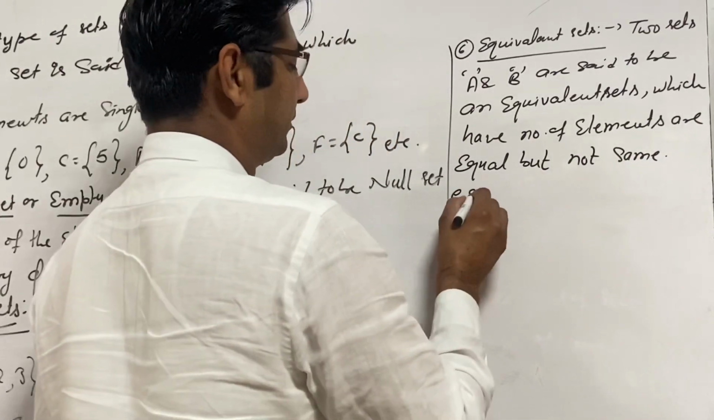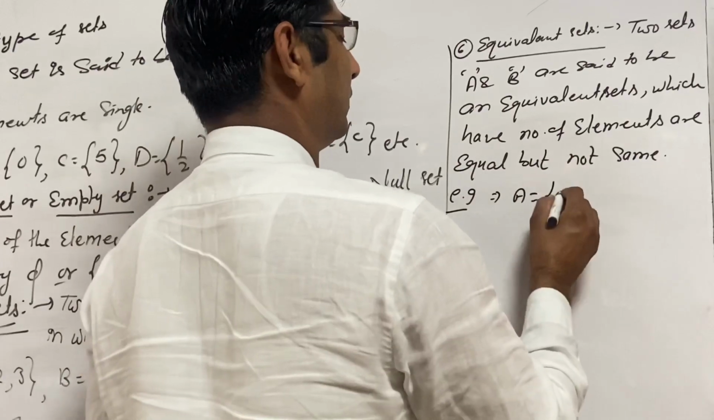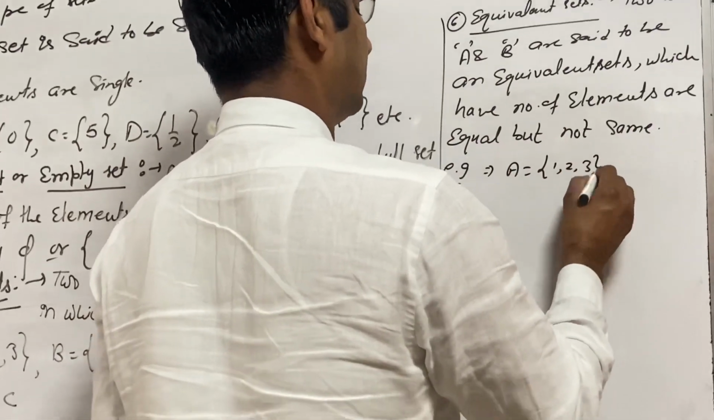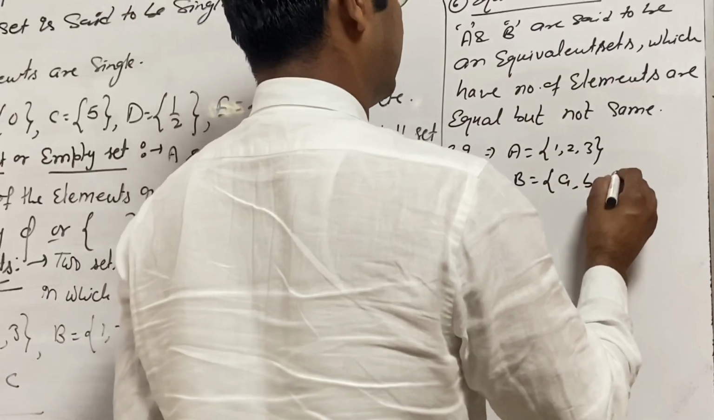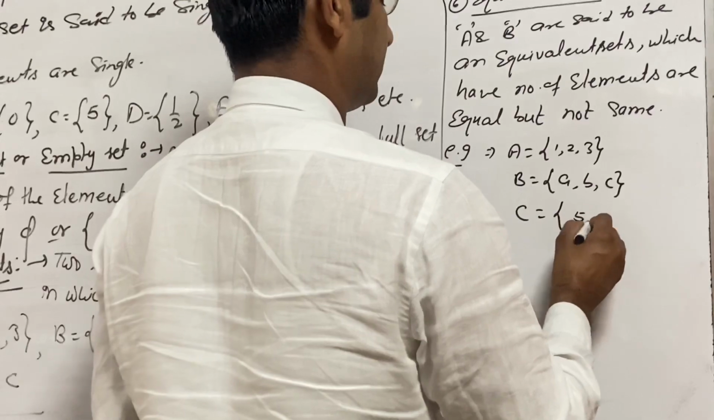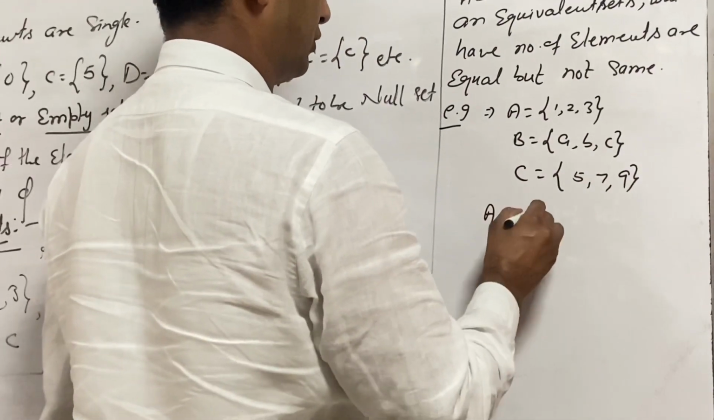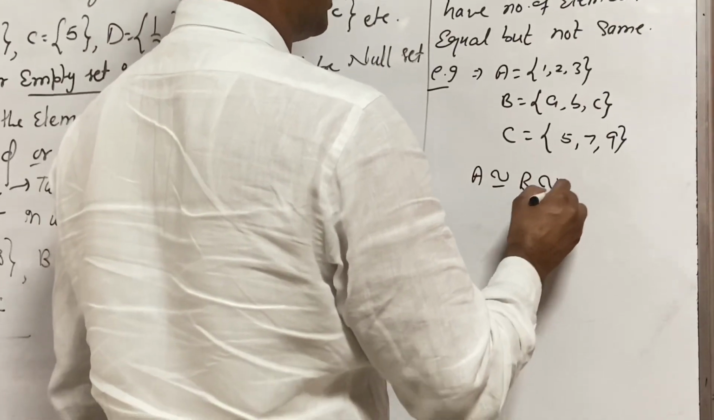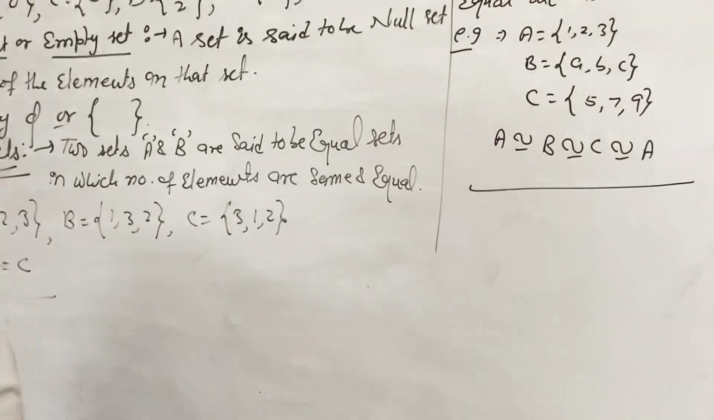For example, A equal to {1, 2, 3}, B equal to {a, b, c}, C equal to {5, 7, 9}. Then A is equivalent to B, B is equivalent to C, and C is equivalent to A.